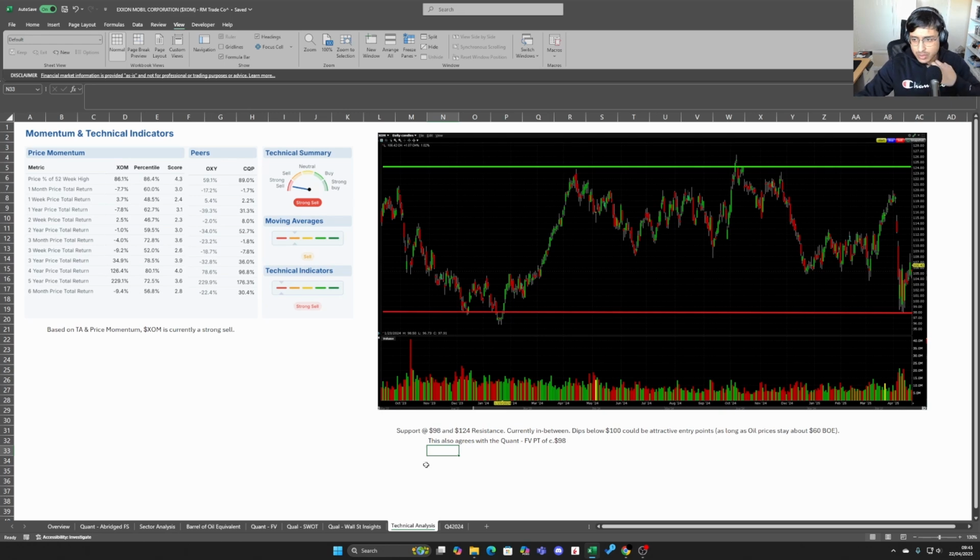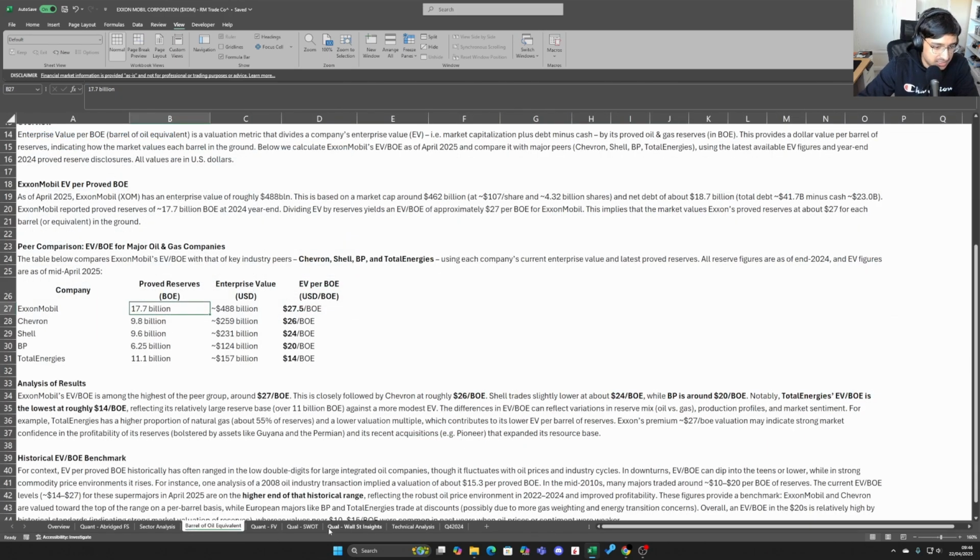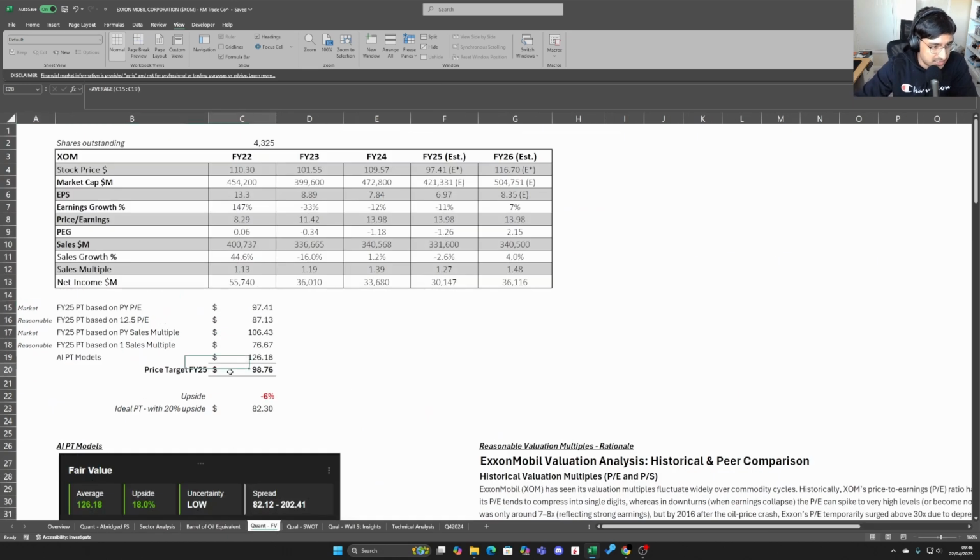But one thing I wanted to mention was the support. The support currently seems to be just under $100, around $98, which perfectly aligns with the quant analysis here in terms of the price target that I've come to. Quite simple in terms of the valuations here.